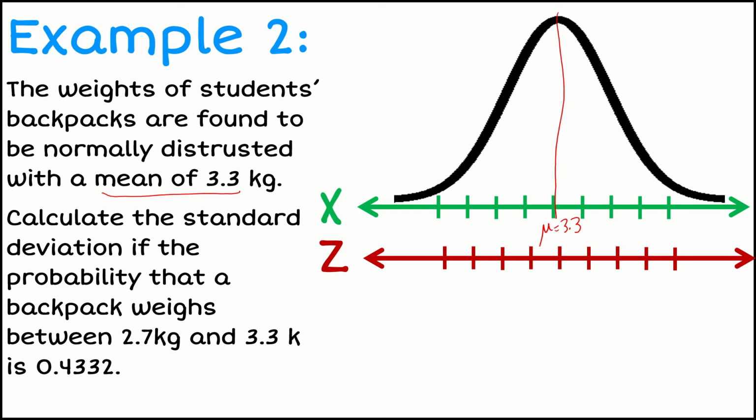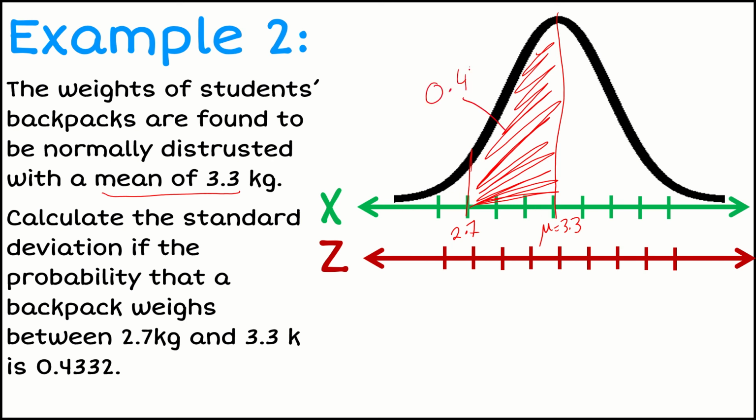Okay, so let me take those two weights, 2.7 kilos and 3.3 kilos. So let's put this in here, 2.7 kilos, and there's my 3.3. So the area between that is the probability that it's referring to. A backpack weighing between 2.7 and 3.3. That probability is 0.4332.